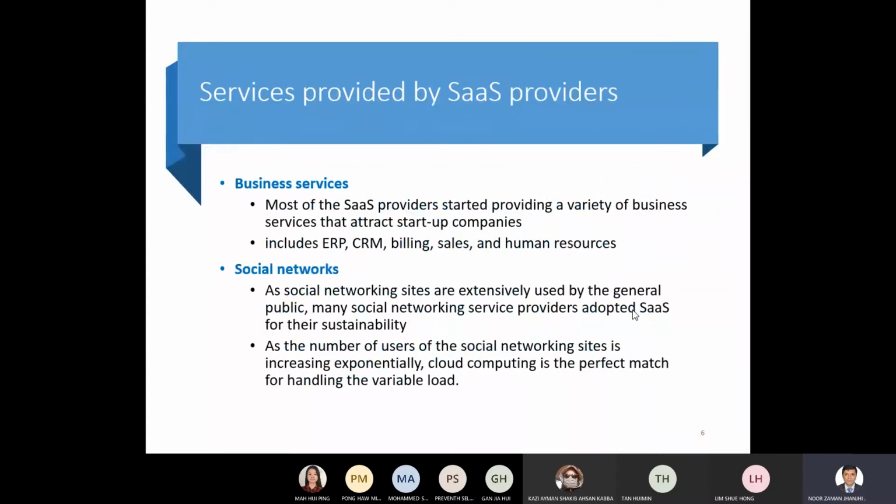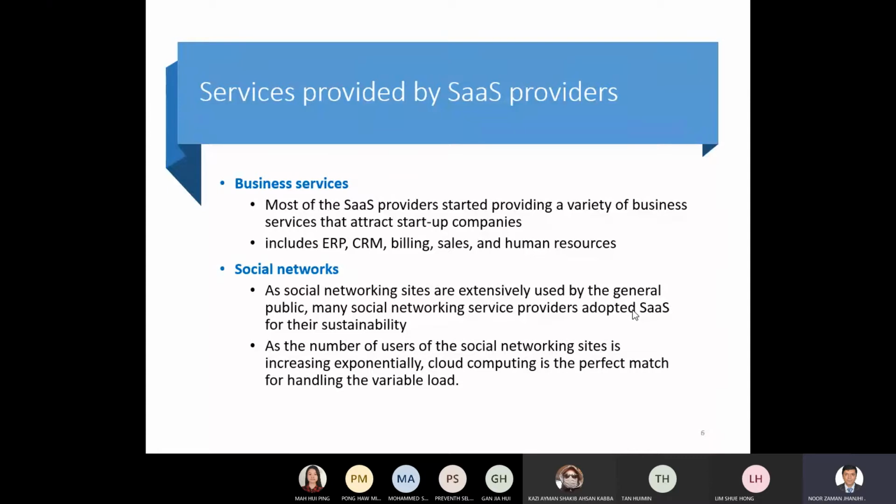So if we just go ahead, you can see the services provided by SaaS. Now we need to see what type of services they are providing. We understand that they are providing software, but software for what? In what areas? The first and most important point is business services. Then we notice social network services. The cloud provides business services such as CRM systems, billing systems, ERP solutions, HR solutions, sales solutions, and many other things.